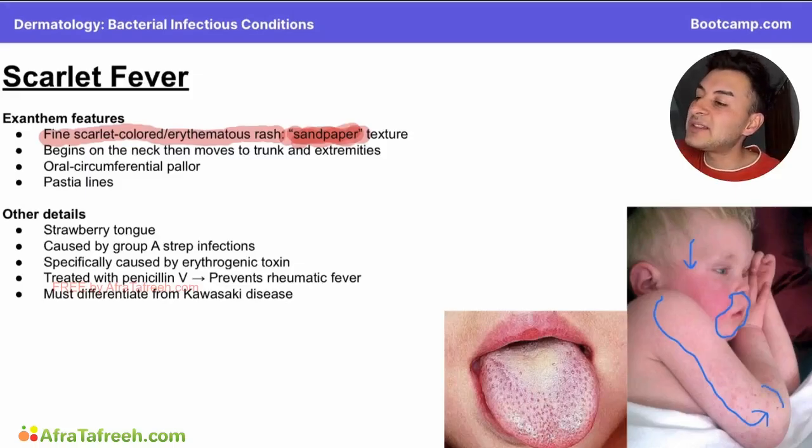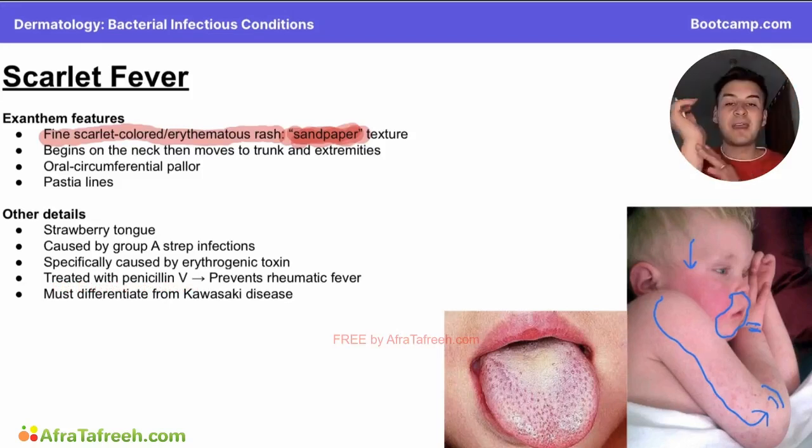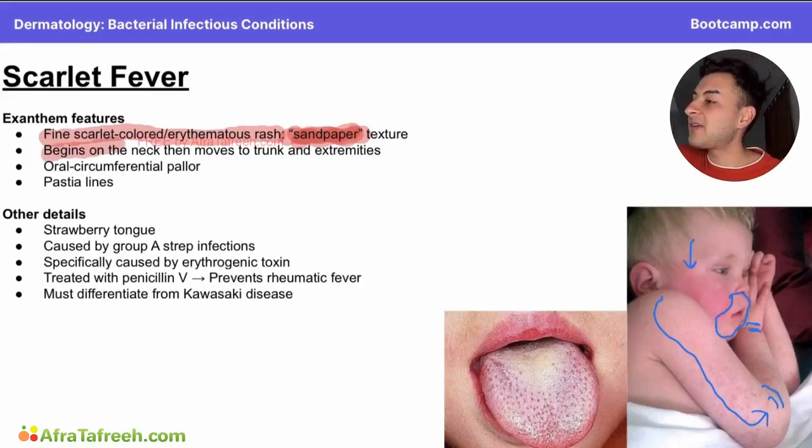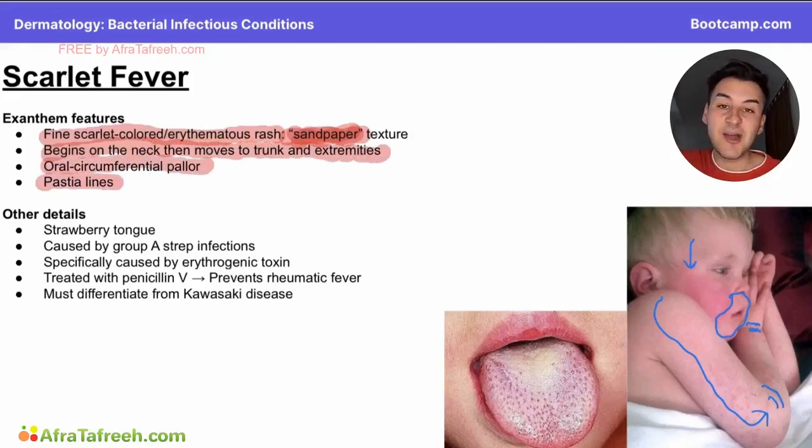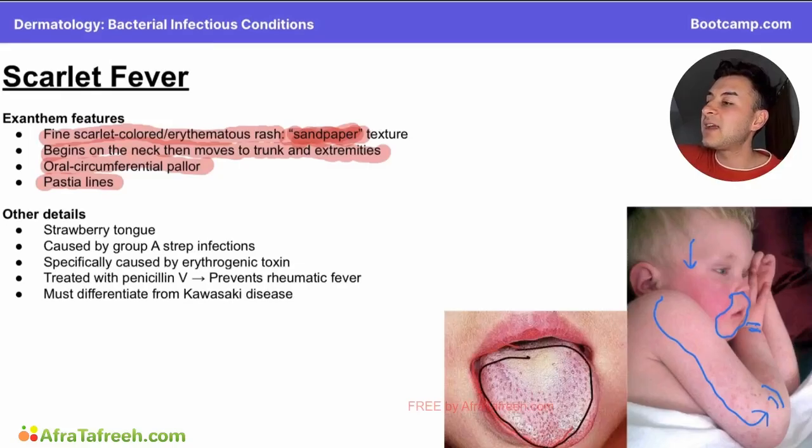Additionally, the presence of Pastia lines, which are going to be areas of red in the creases of the elbow and the wrist, is also a key physical exam finding to note here. So let's go ahead and recap all of that. We have a rash that begins on the face and neck, then moves to trunk and extremities, oral circumferential pallor, along with Pastia lines. Now, I'm going to hit you guys with probably the hardest hitting fact of this entire disease process, which is going to be a strawberry tongue. So I'm going to outline this tongue here. And you'll notice I'm going to draw a stem, and these little pock-like marks here look like a strawberry.